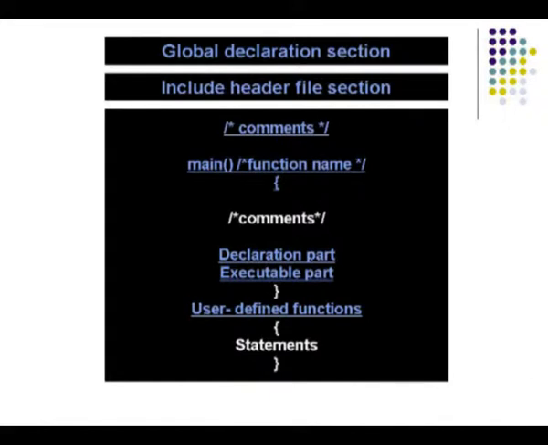Now this is the structure of a C program. It has these many sections in it. You have a global declaration section, a header file section, you have the main, which is the most important function in C, you have a declaration part, an execution part and the user defined functions, and in all these three parts you have something called statements. Now we will see each of these in detail.